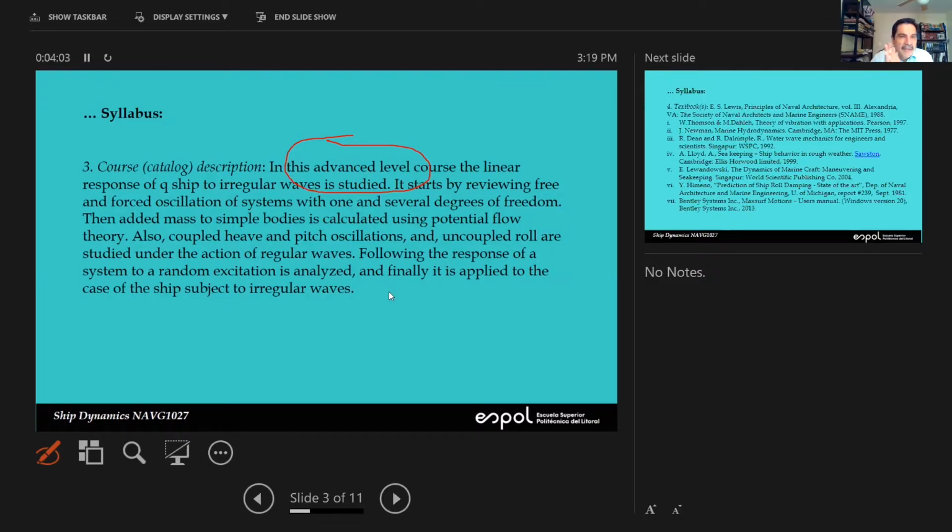That means that in general, we are going to analyze the response of the ship when it navigates in real or quasi-real situations, okay? To do that, we're going to review some, it's probably chapters 2 and 3 from Ship Vibrations, which is the prerequisite of this. Then we're going to be using potential flow theory in order to calculate the added mass of simple bodies, okay?